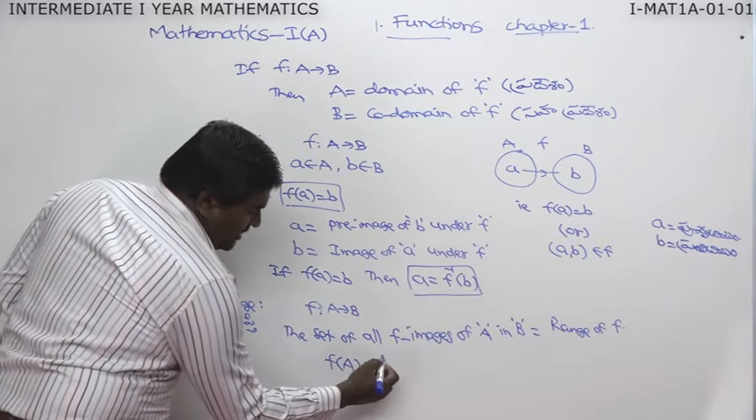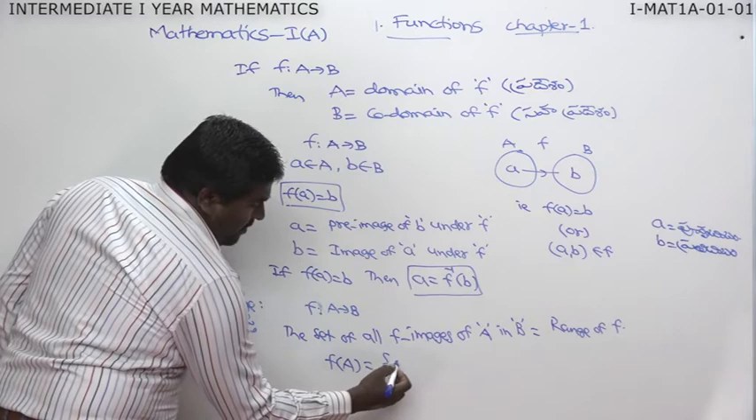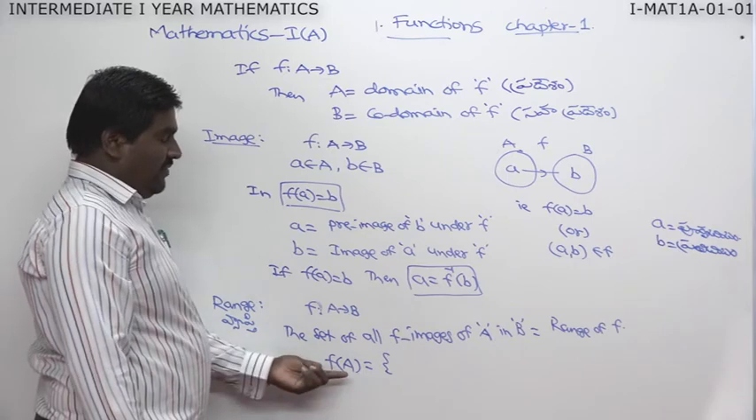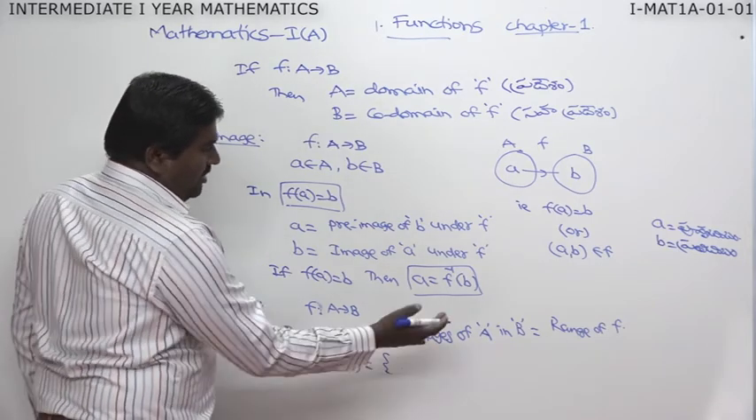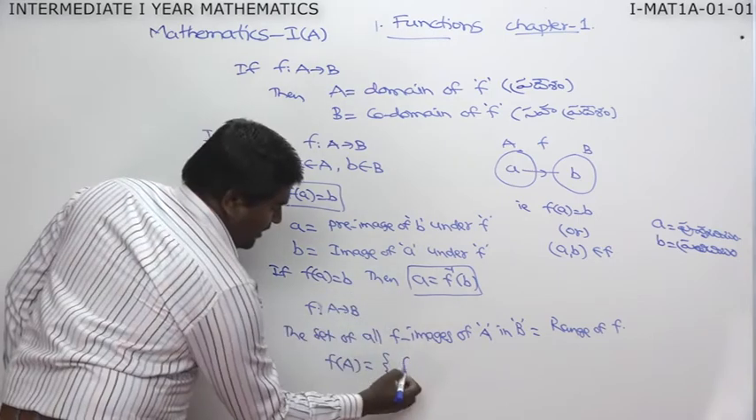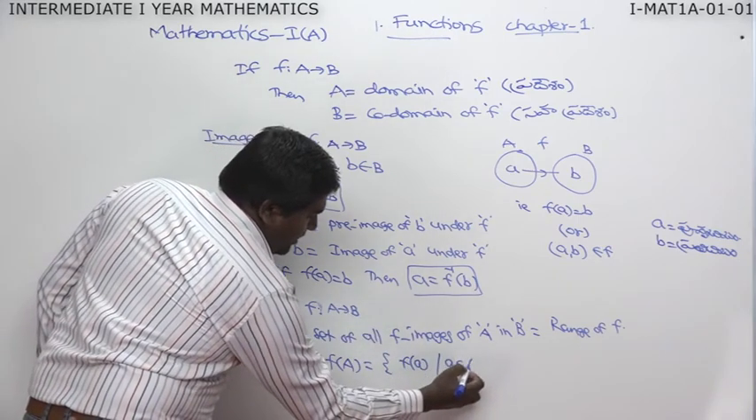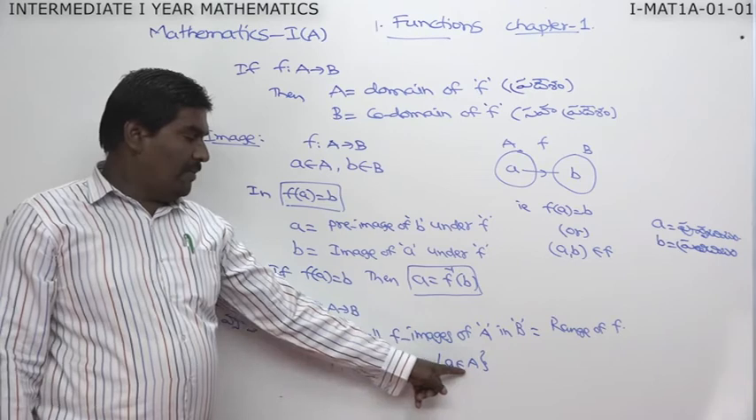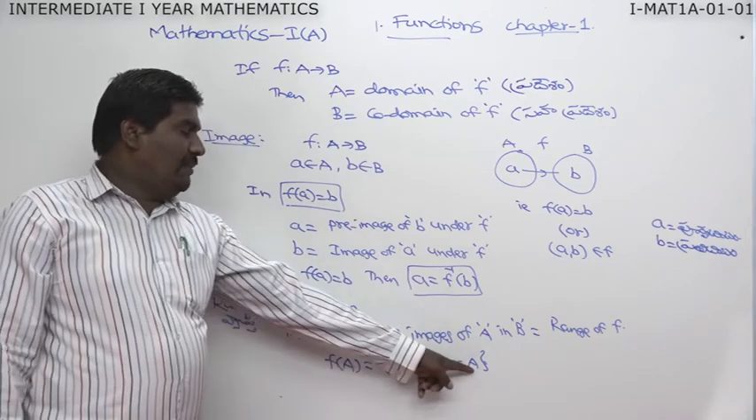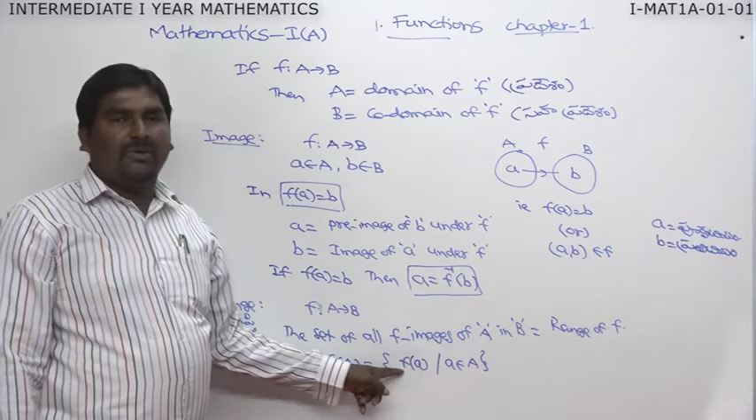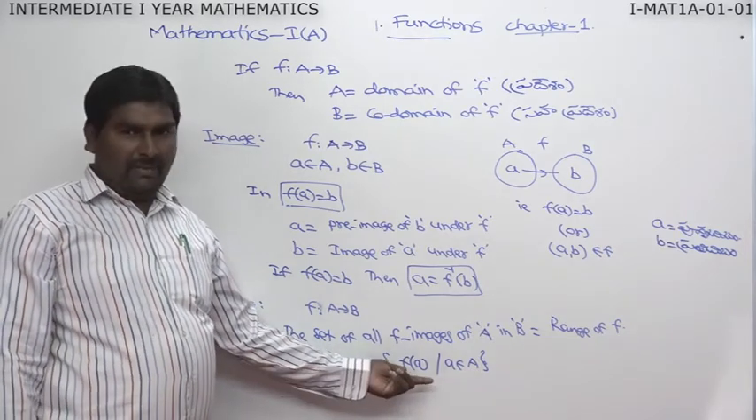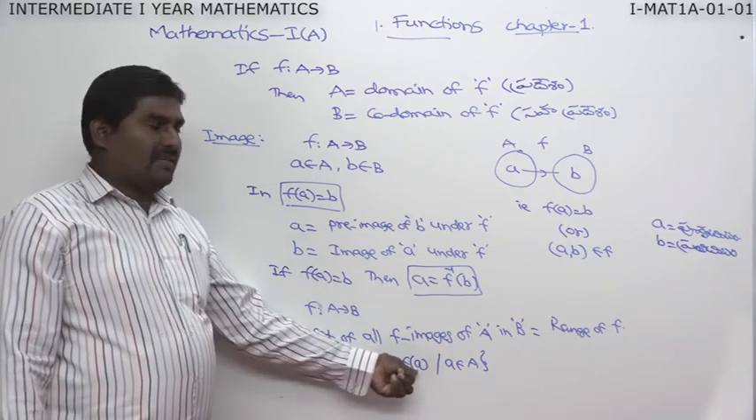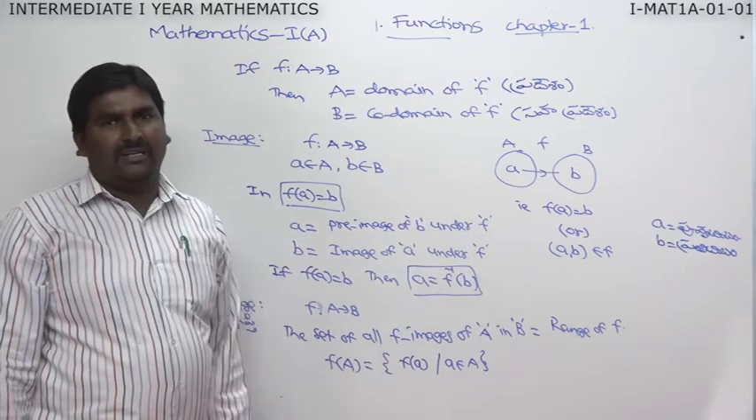f of A is nothing but the set of all f images of A. f of A is the range of the function f. It is containing all the f images of A, that is, f of a such that a belongs to A. Here a is an element from A, that is, from the domain. So for that element in the domain, the f image is nothing but f of a, which may be in B. So the range of the function f is the set of the elements f of a such that a is from A.